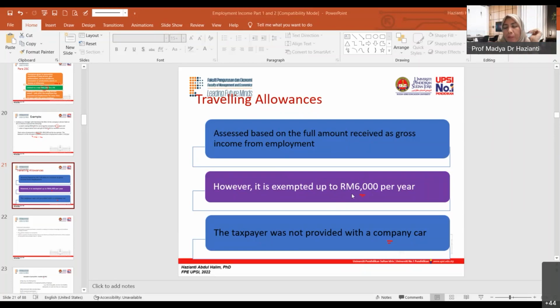Nampak slide PowerPoint ni kan? Kalau travelling allowance tak ada travelling expenses, dia dapat exemption 6,000. Dia dapat 12,000, kita boleh tolak 6,000. So tinggal 6,000 je yang kena bayar tax. Sekarang ni dia dapat travelling expenses. Dia ada travelling expenses. So kita tak guna yang ni. Kita letak 12,000 dekat atas, dan dekat bawah nanti tolaklah berapa banyak yang dia belanja. Sekarang soalan tadi dia belanja banyak, kita tolak semualah. Kalau dia belanja kurang, kita tolak berapa banyak yang dia belanja. Boleh.